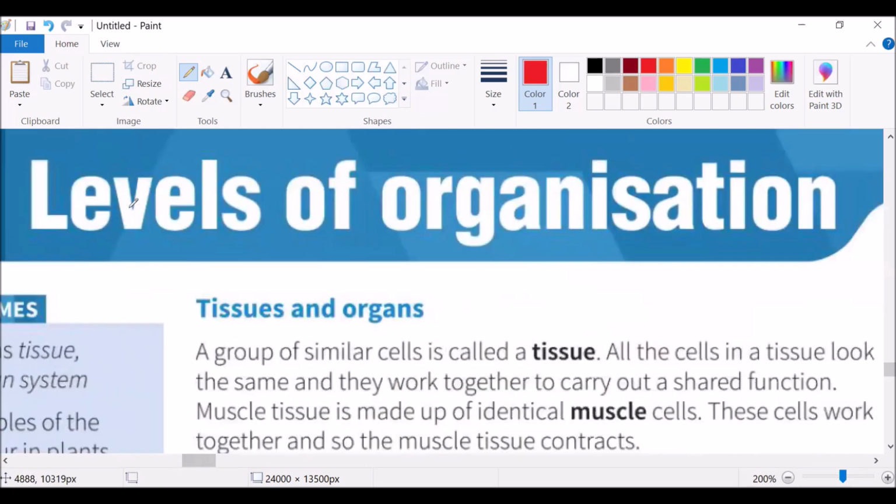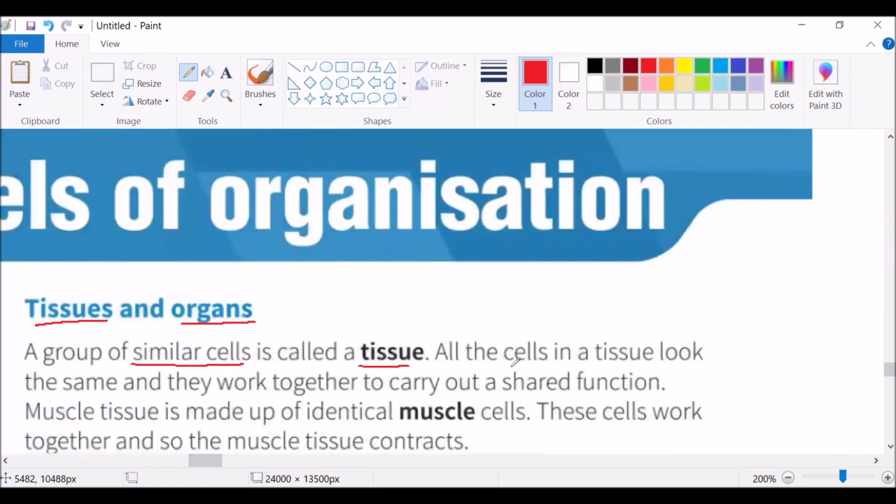Now we move to levels of organization. Tissue and organs. A group of similar cells is called a tissue. All the cells in a tissue look the same, and they work together to carry out a shared function.